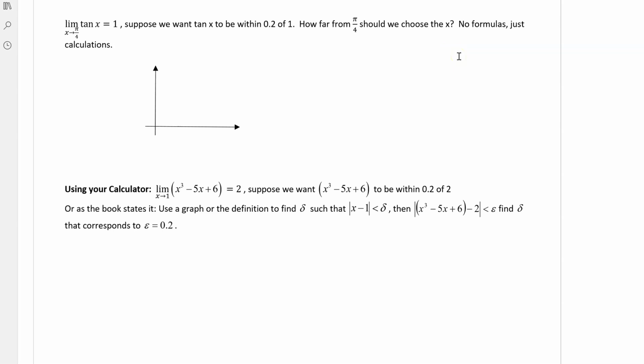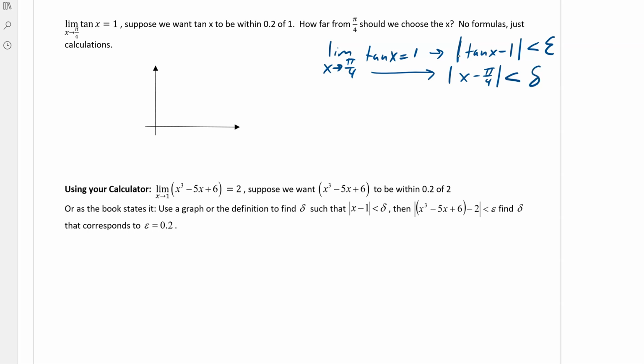So again, let's rewrite these. So if we have the limit as x approaches pi over 4 of tangent x equals 1, then modifying this, we get |tangent x minus 1| is less than epsilon, right? That's our y's. And we get |x minus pi over 4| is less than delta. So if we go back and read this, we know that our tangent x has a distance from 1 that is less than epsilon. So it says, suppose we want tangent x to be within 0.2 of 1.